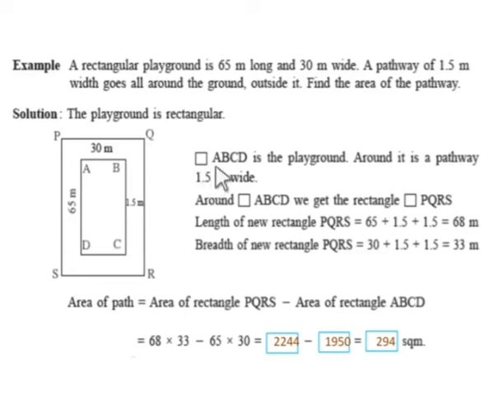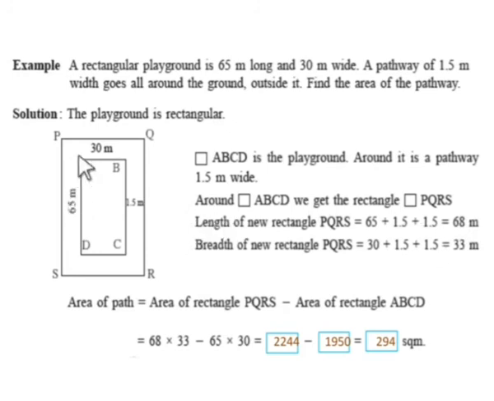Now let us see here, quadrilateral ABCD is the playground. Around it is a pathway 1.5 meter wide. Now around rectangle ABCD, we get the rectangle PQRS. So length of new rectangle, that is length of rectangle PQRS will be, here it is 65 plus 1.5 plus 1.5, it is 68 meters. And the breadth of the rectangle PQRS will be 30 plus 1.5 plus 1.5. It is 33 meter. So these are the length and breadth of the rectangle PQRS.